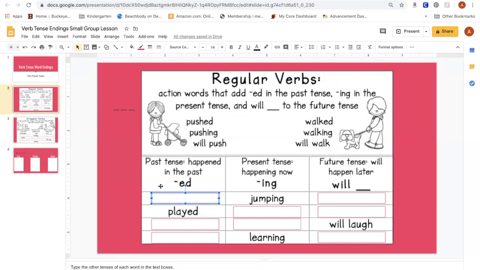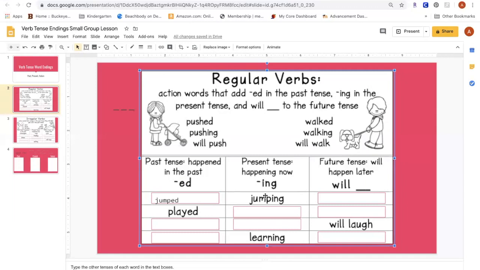Remember what we said? You can add to the end of a word to make it past tense. What if I want to say I blanked yesterday? I jumped yesterday. Awesome. I jumped. So that's adding ed on the end. I don't say jump-ed, I say jumped. You just kind of add the d sound on the end. So I jumped yesterday.